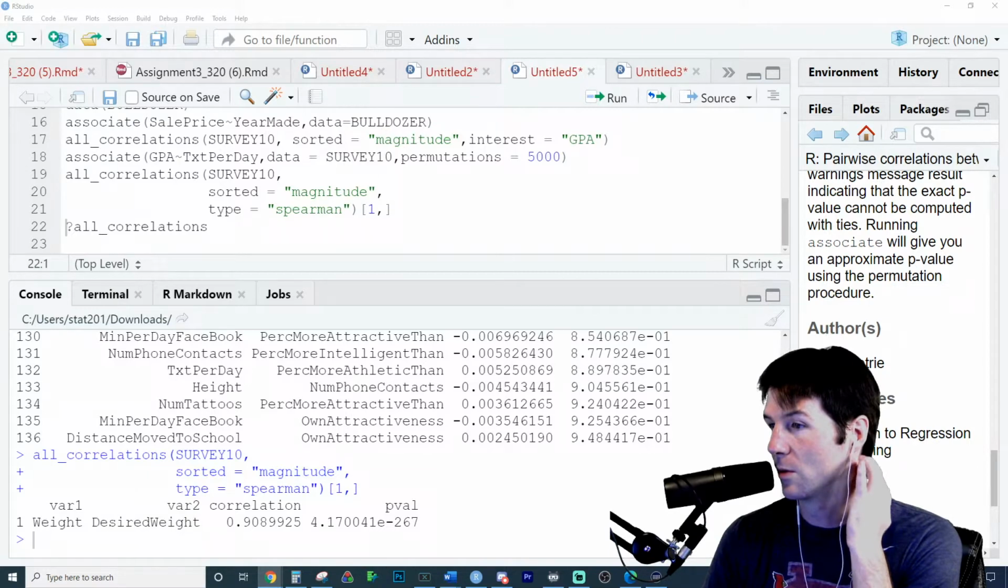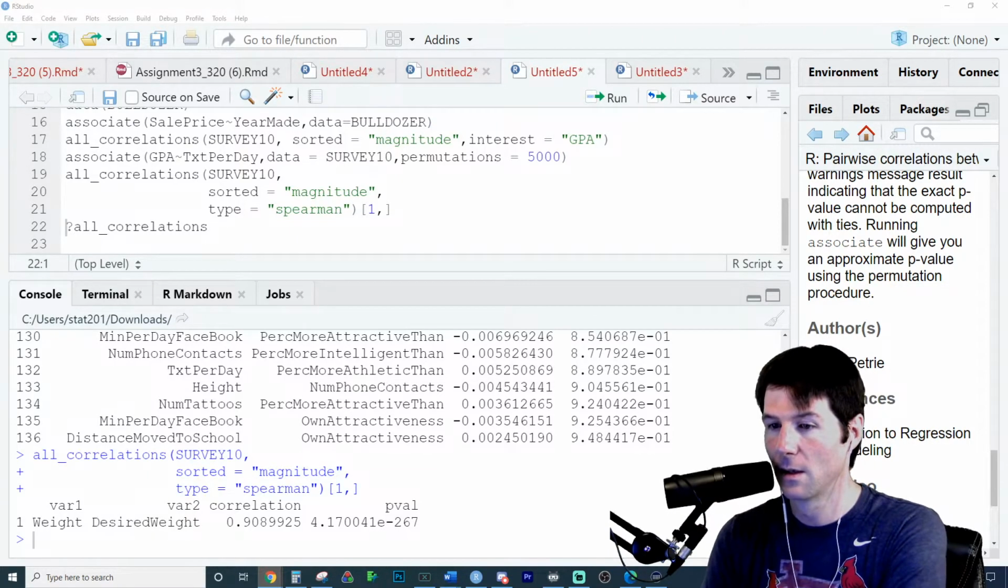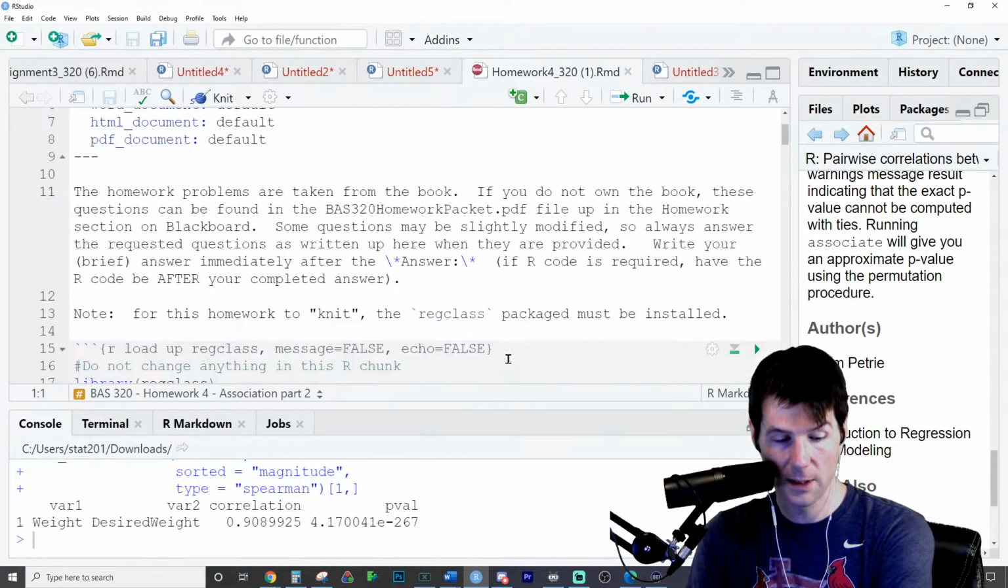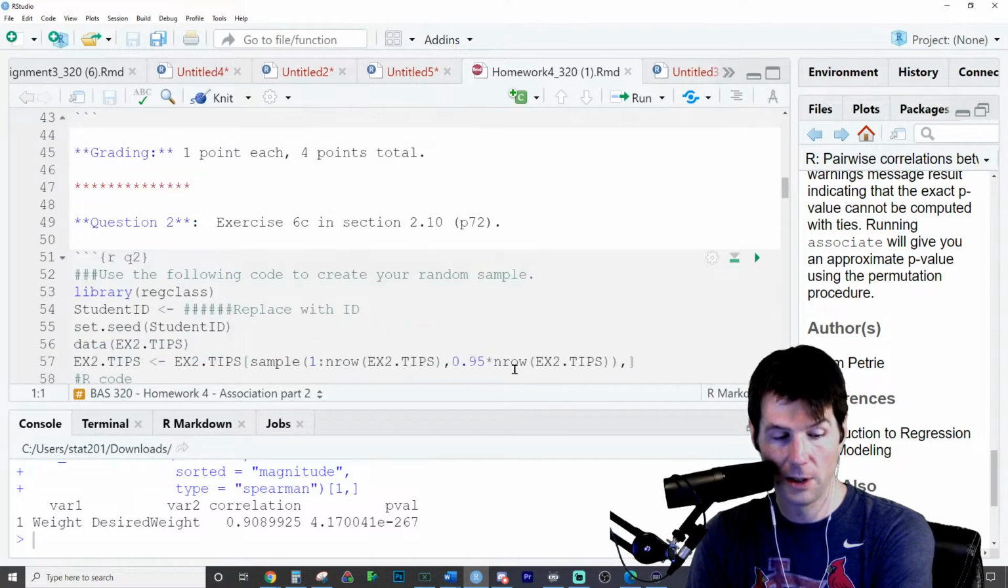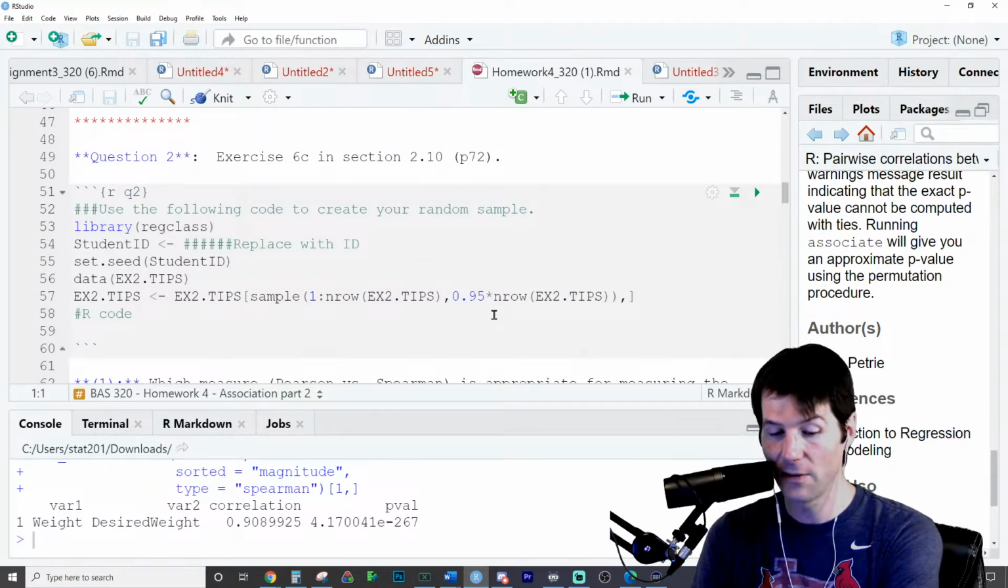Here we go to associations. Why was it doing all that indenting this morning? I have no idea why. Here it is. Here's the assignment. Question number 2. Exercise 6C on page 72.